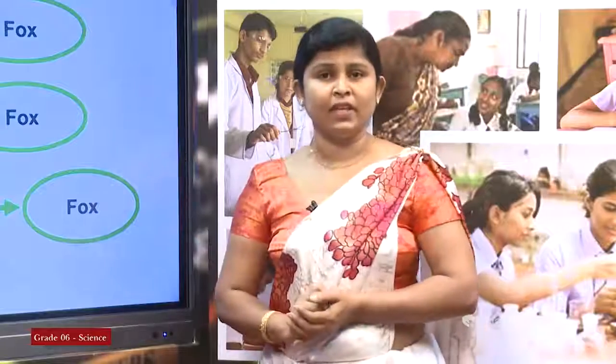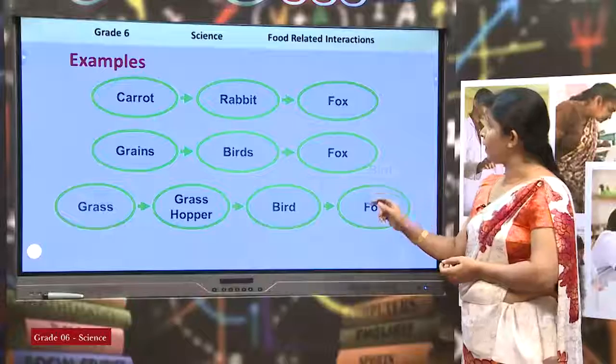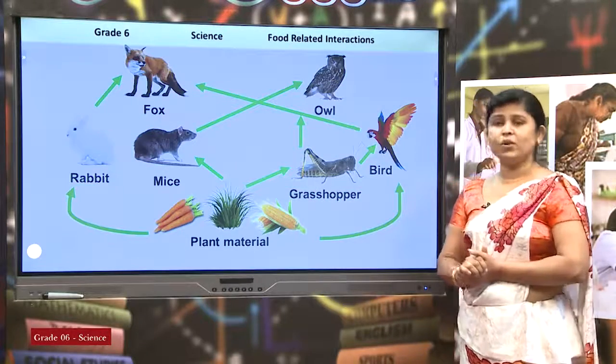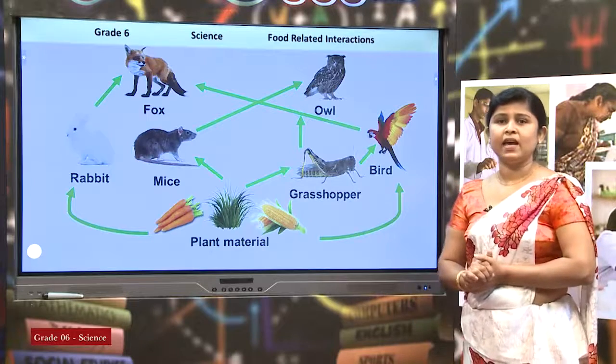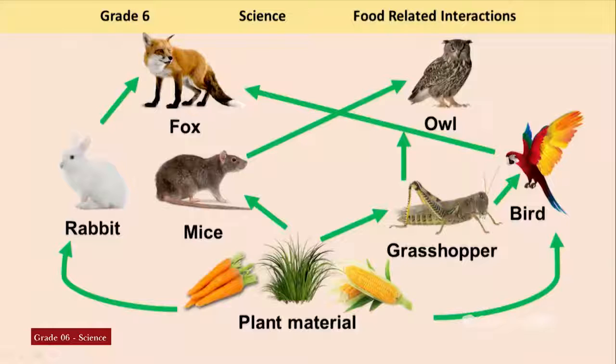Now let us check what has happened to these food chains. Yes, you see, now this is not a chain. The chains are connected with each other through common links. So you have to understand that these chains are connected to form a web for food. So we call that a food web. How do we call it? Food web.